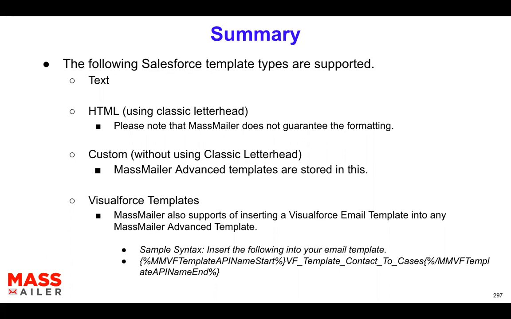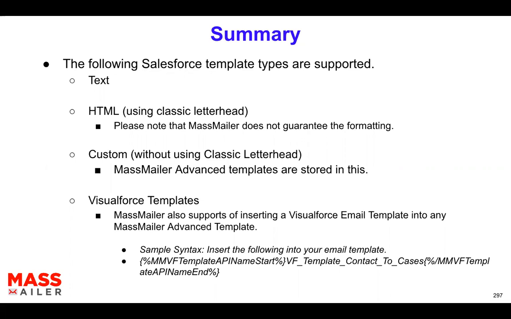You won't be able to do it directly with the merge fields that MassMailer provides. So you will have to build a Visualforce template with some logic around it, and then use that Visualforce template as the include statement. The syntax is given here, and that's what you have to follow. And then just put the API name of that Visualforce template into the MassMailer advanced template. There was a webinar done on this before, and it is available on our YouTube channel if you are interested in taking a look at it.